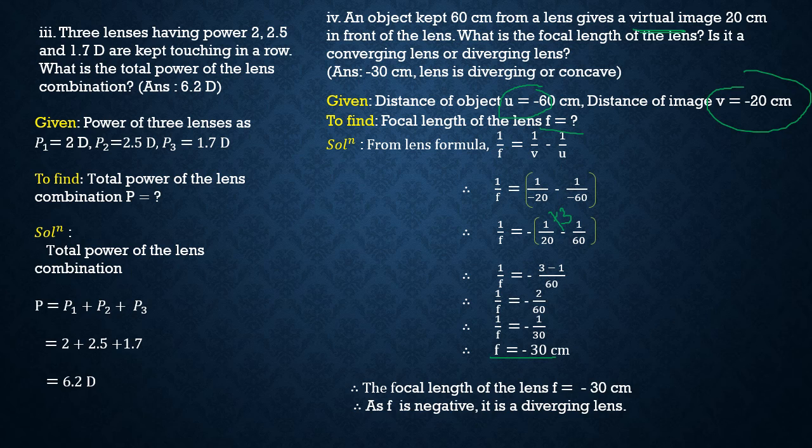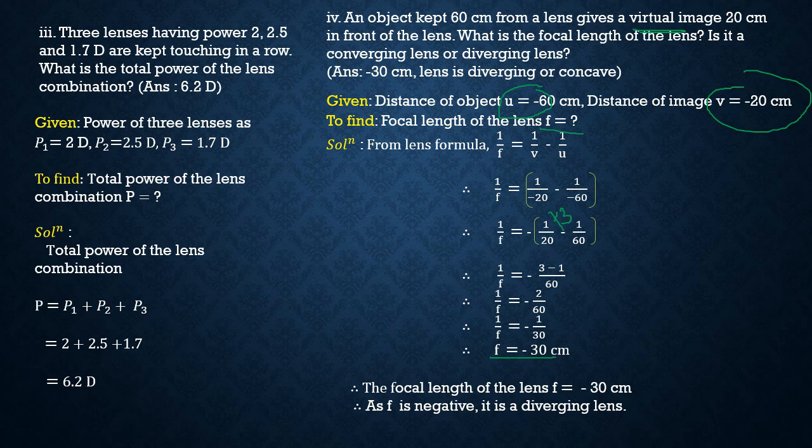I hope you have understood all four questions. Questions like these can be asked in an exam, maybe with the numbers changed. But here you have to remember only these three formulas: the lens formula, the magnification formula, and the power formula. And you have to remember the relation between the power of the lens and the focal length, that they are the inverse of each other. Another main point: the focal length of a convex lens is positive and the focal length of a concave lens is negative. These two are very important points which you have to remember, so you can give the answers directly.